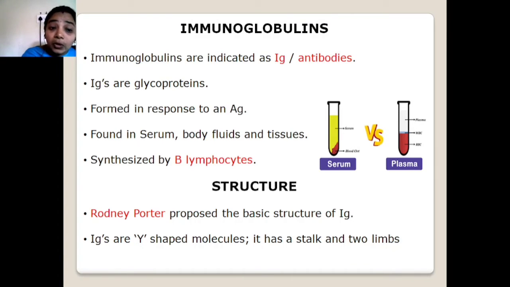Next, immunoglobulins are Y-shaped molecules. All immunoglobulins are Y-shaped molecules. It has a stalk, a rod-like structure, and also has two arms, just like our arms. So immunoglobulins are Y-shaped molecules.